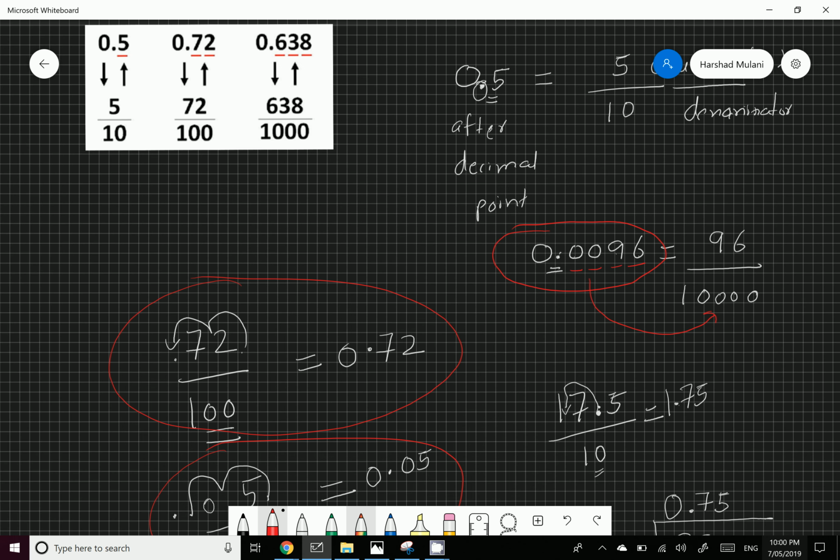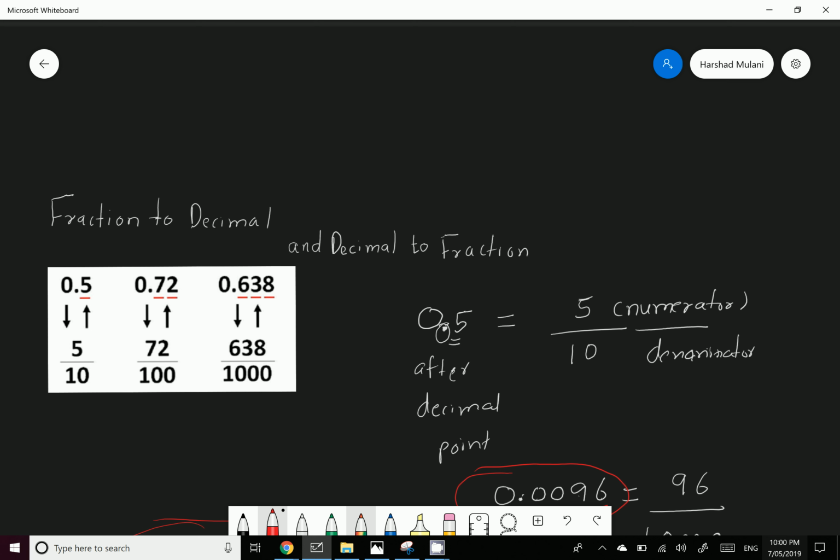Let's go through what we do if we want to convert decimal to fraction, depending on how many digits there are after the decimal point. As I said, the number of digits after the decimal point is how many zeros you put at the bottom. A simple example we took here is 0.5, which is converted to 5 by 10. 0.72 is converted to 72 by 100, because there were two digits, 7 and 2, after the decimal point. And here, because you have three digits, it's divided by 1000. And vice versa, you can do these conversions.